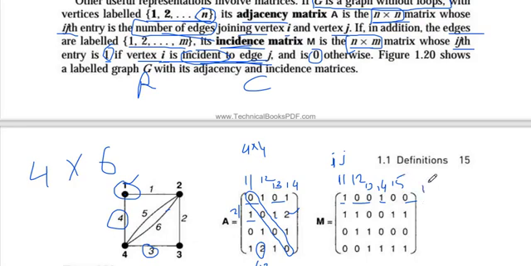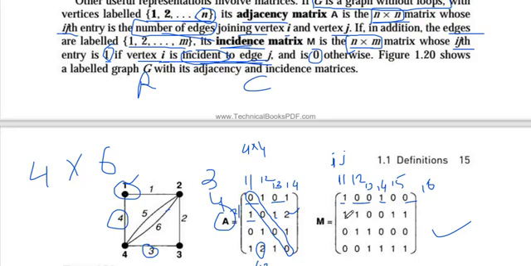So you get the idea. You have to check whether the vertex and edge are connected or not. If connected, you write 1. If not connected, you write 0. In the adjacency matrix you have to calculate the number of edges, so the value can be 3, 4, anything, but in the incidence matrix you only have 2 values, 1 and 0. It is either 1 or 0.